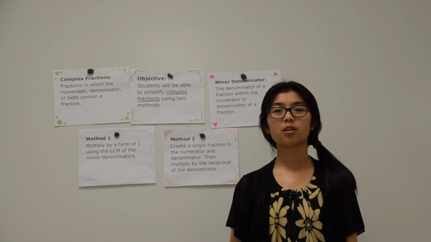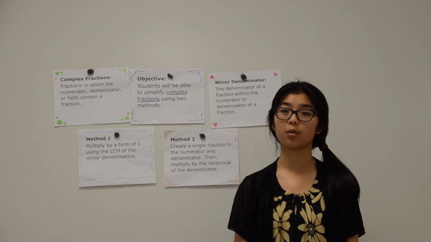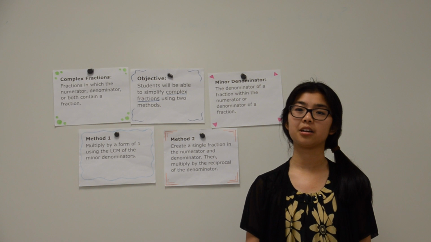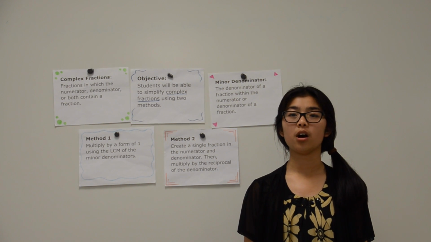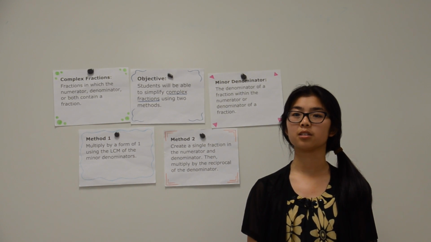As you get more comfortable, you may see that one method works better for certain problems than the other one. Method 2 will work well when the numerator and denominator have very different minor denominators, while method 1 works better when the least common multiple of minor denominators is easy to work with.